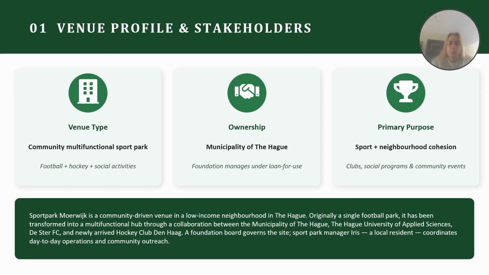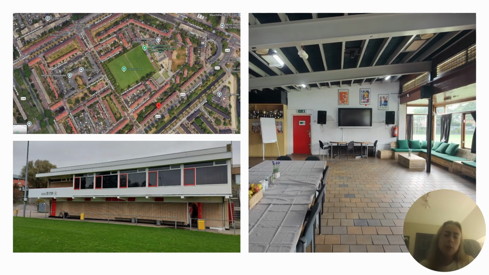The park's primary purposes are sport and neighborhood cohesion. What started as a football park has transformed into a place where multiple sports can be played and where social programs and community events can be held. So every week the sport park houses social initiatives, for example, language classes, and there are sports events held on the fields. On the top left, the venue can be seen.